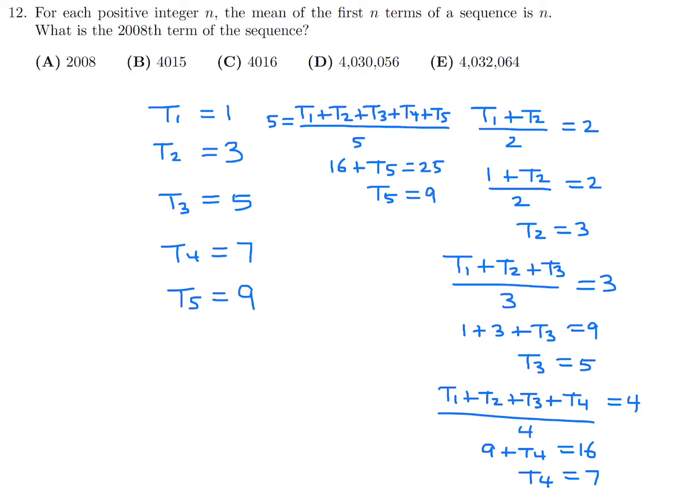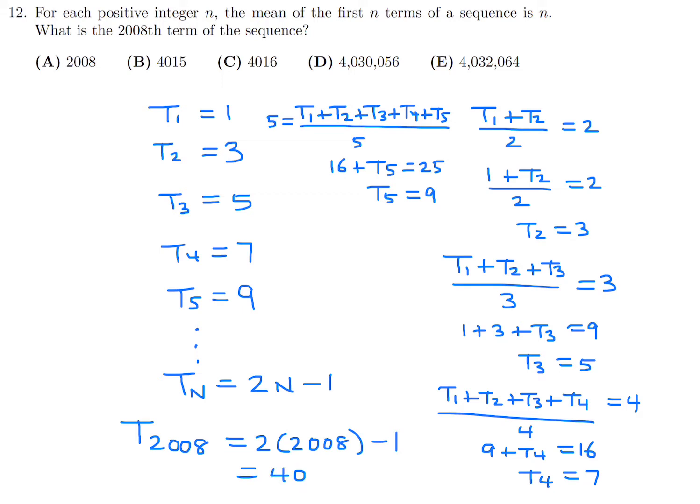So by now you get the point here, you get the pattern. So that means that t sub n is going to be 2n minus 1. Okay, that's the general formula for t sub n. So they want you to figure out t sub 2008, and that's going to be 2 times 2008 minus 1, so that's 4015. And therefore number 12, the answer is B.